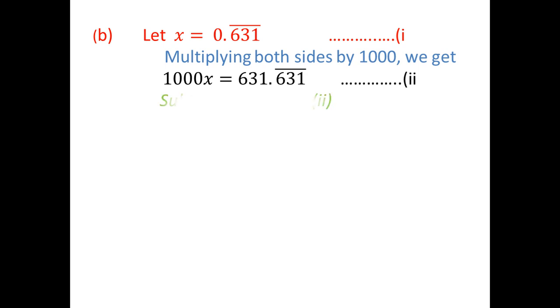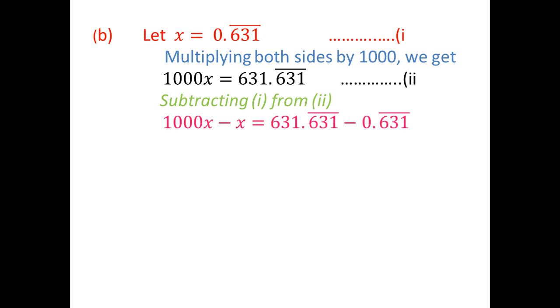Now the procedure is the same. Subtracting 1 from 2, we get 1000x minus x is equal to the right hand side, and after solving we get left hand side as 999x is equal to 631. From here you can easily find x, which is 631 by 999. I think up to this it is clear to all of you.